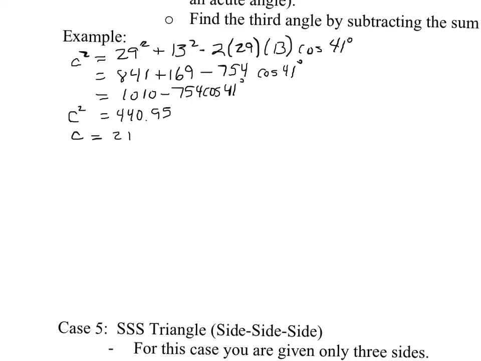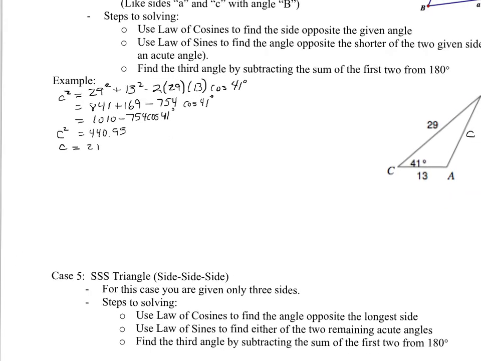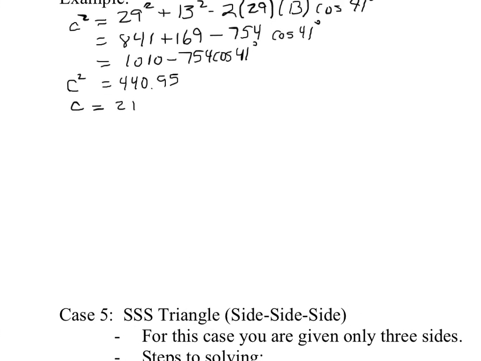Now, remember, we want to find the angle opposite of the shorter side. Well, the shorter side was side b, so we want to find angle B with law of sines. So next was find angle B with law of sines.